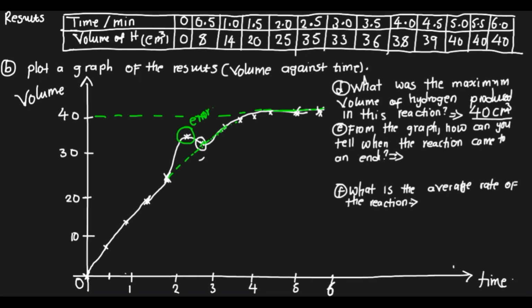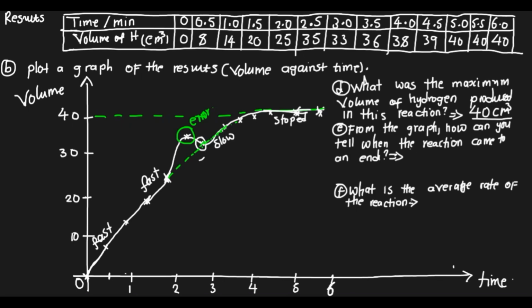Then from the graph, how can you tell when the reaction came to an end? From the graph, we can see that here it was steeper. At this point, the reaction was very fast. Then the reaction somewhere here was just fast. Then here the reaction was slow. Then at this point, when the graph started to move parallel to the x-axis, the reaction stopped.